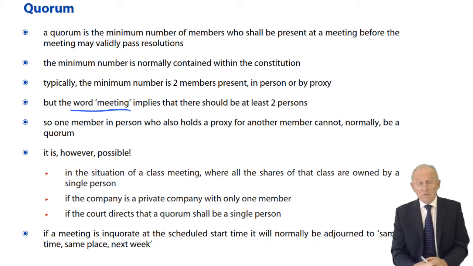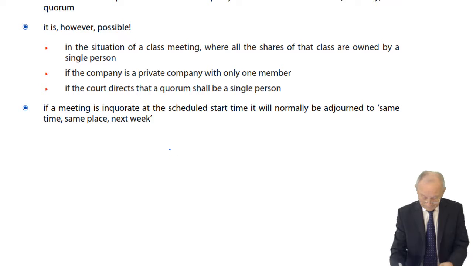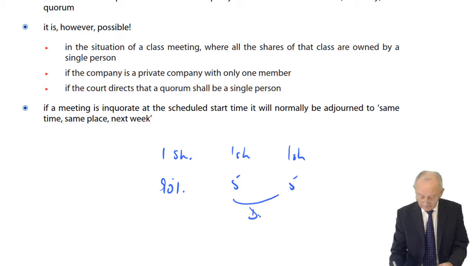Another one is where there are 2 different classes of share, and the second class only has 1 person holding that particular class of share. Then you can have a class meeting with only 1 person present. Another one, where the court directs. So there's a case called A Company, where 1 shareholder holds 90%, and there's another shareholder who owns 5%, and another one who holds 5%. And these 2 are the directors.